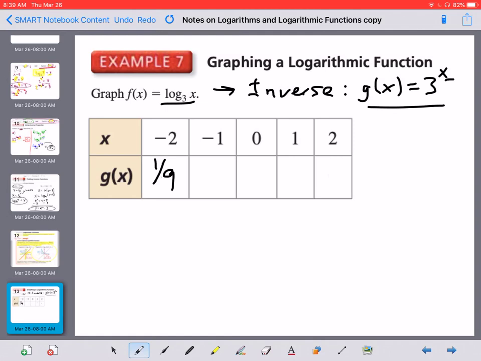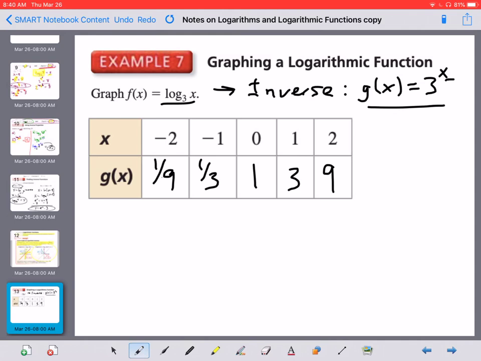When I raise 3 to the negative 1, what am I going to get? 1 over 3. When I raise 3 to the 0, what am I going to get? 1. When I raise 3 to the first, what am I going to get? 3. And when I raise 3 to the second power, what am I going to get? 9. Okay, so this is what the function will look like.